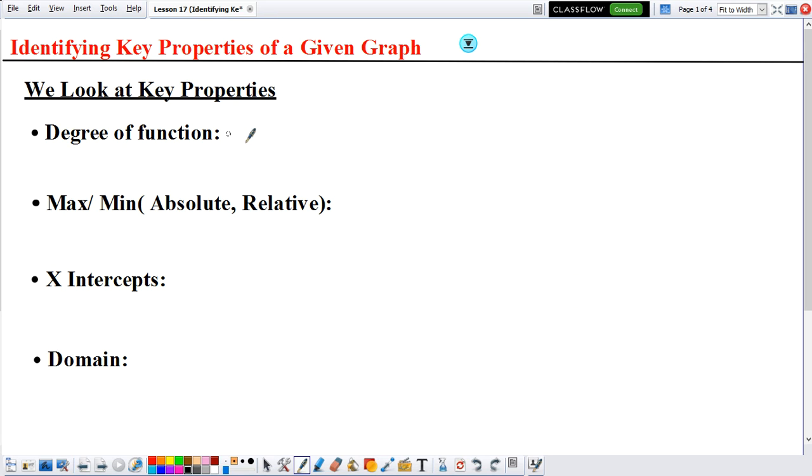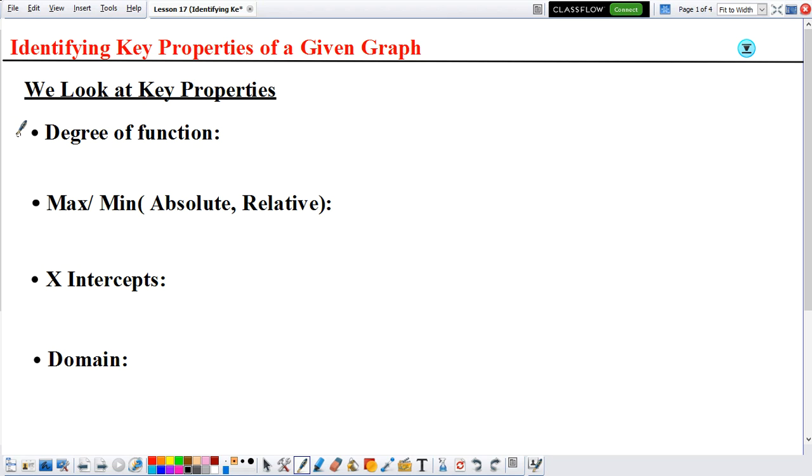Today, we're going to see how we identify key properties whenever a graph is being given. In order for us to fully describe a graph, we need to know some key properties. Know that there are a lot of properties, like many graphs that we're going to look at. But as of today, we're just going to look at the following properties.